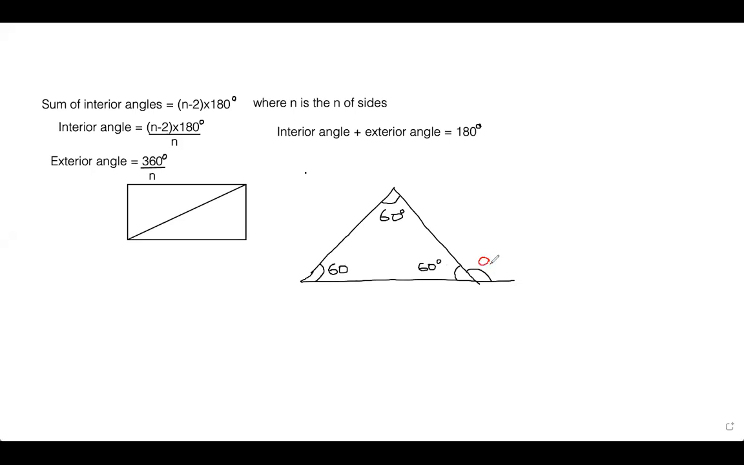I think the girls need to understand that we have an interior angle and an exterior angle on a straight line. They add up to 180 degrees. That means you will have a plus 60, giving us 180 degrees.